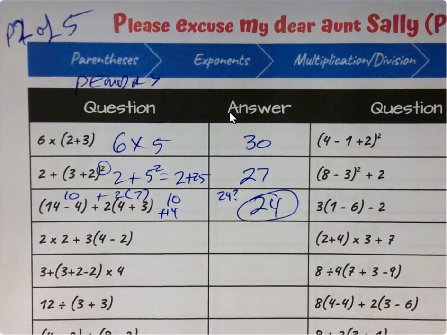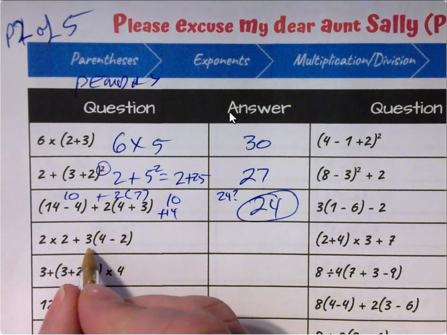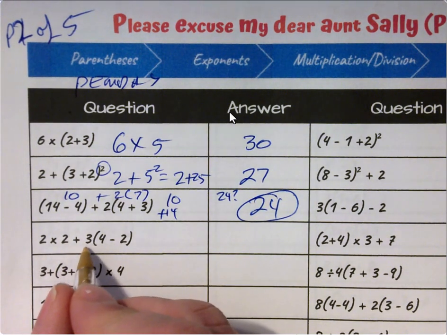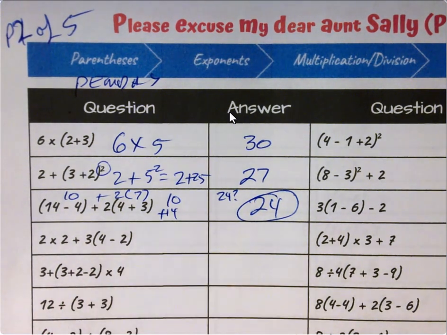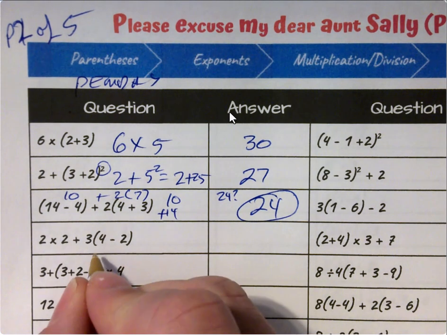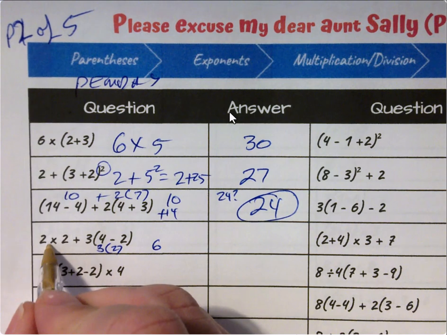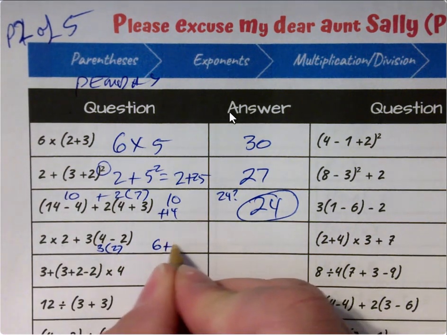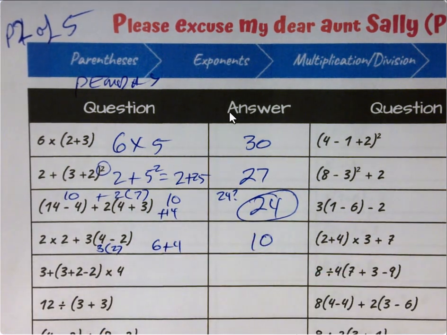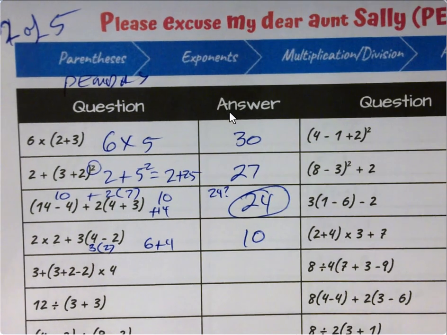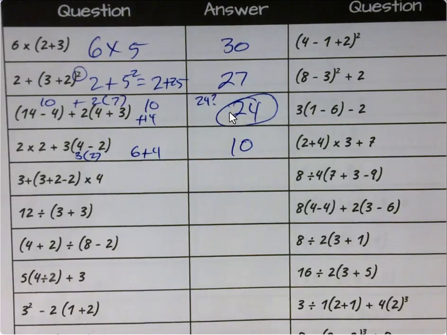Wonder if the next one's 21. Well, let's find out if it is. We got 2 times 2 plus 3 times 4 minus 2. Well, 4 minus 2 is 2. So we got 3 times 2, which is 6. Well, 2 times 2 is 4. 6 plus 4 is 10. So that is not 21. So we have 30, 27, 24, and then 10. Move on to the next problem.